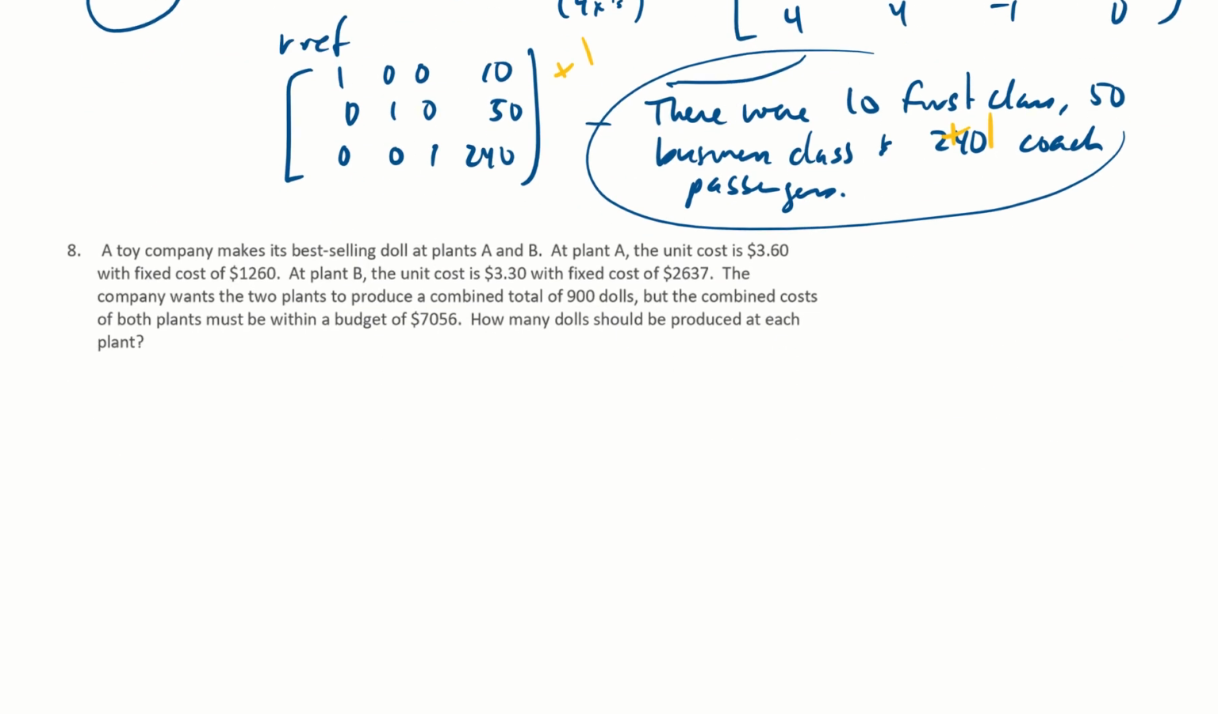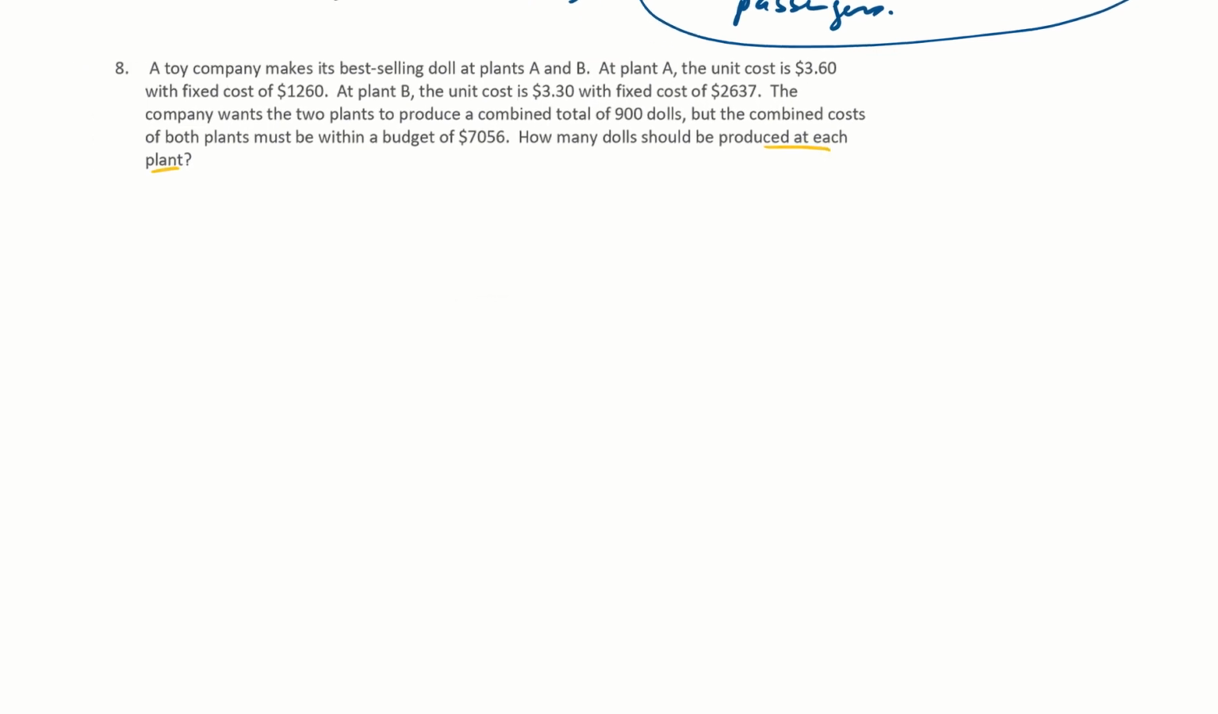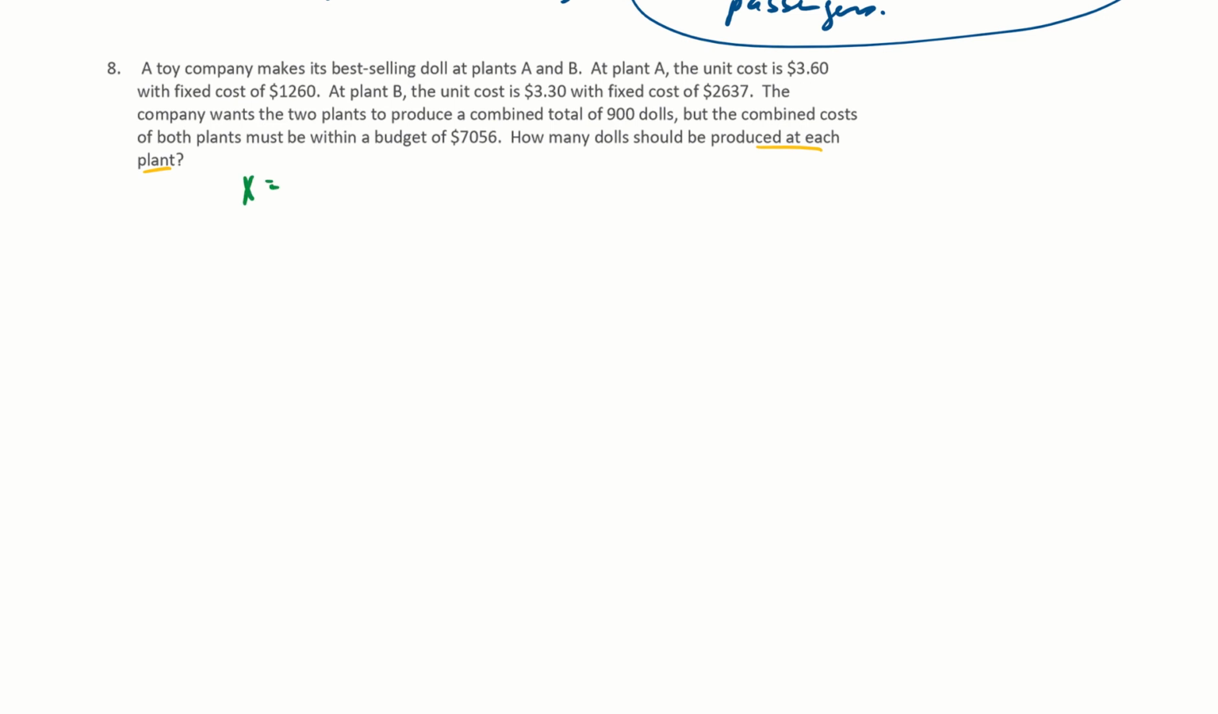Okay, and number 8. A toy company makes its best-selling doll at 2 plants. How many should be produced at each plant? So let's go with X as the number of dolls at plant A. Y would be the number of dolls at plant B. Now some of you guys are figuring this out by guess and check, which, yeah, maybe you can do that for these types, but once they get a little more complicated, forget that, right?